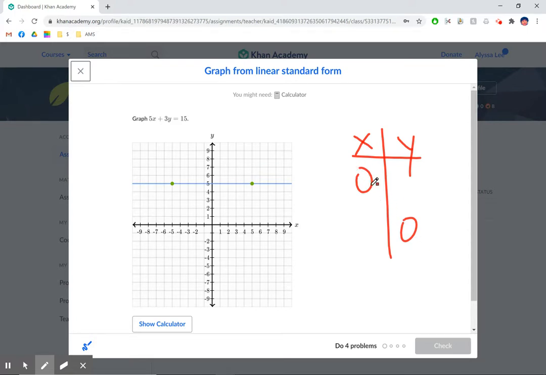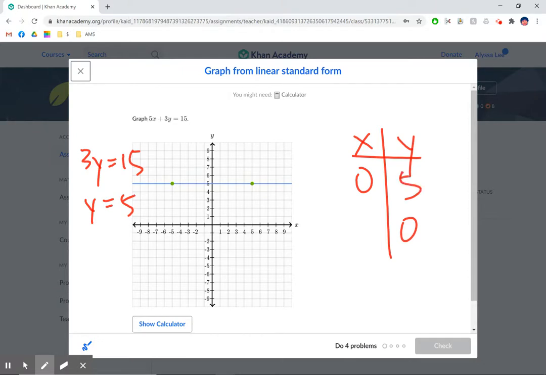You could probably do this in your head, but if you need to write some stuff out, please take your time to do that. If I plug in 0, watch what happens. I'm going to plug in 0 here into my x value. I get 5 times 0, which is just 0, right? So easy math in your head. We're just going to think about, okay, I have 3y equals 15 left, right? So my y must be equal to 5.